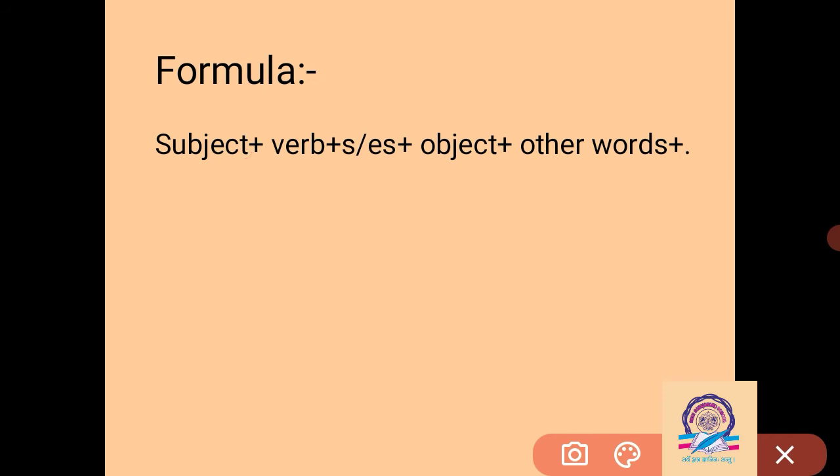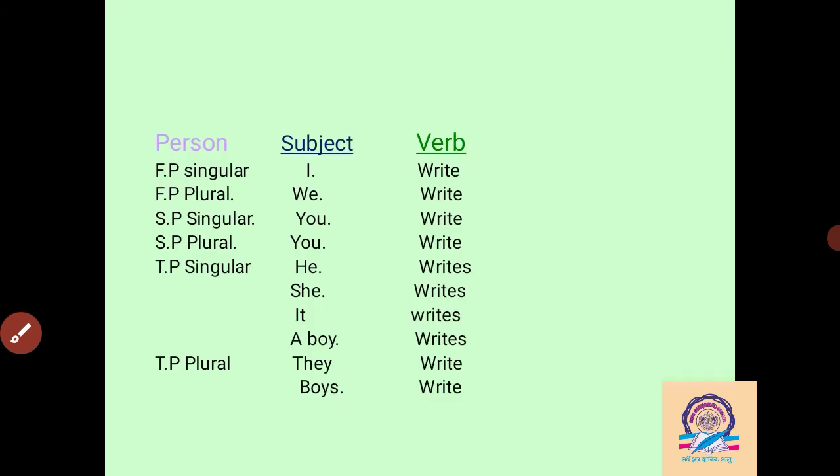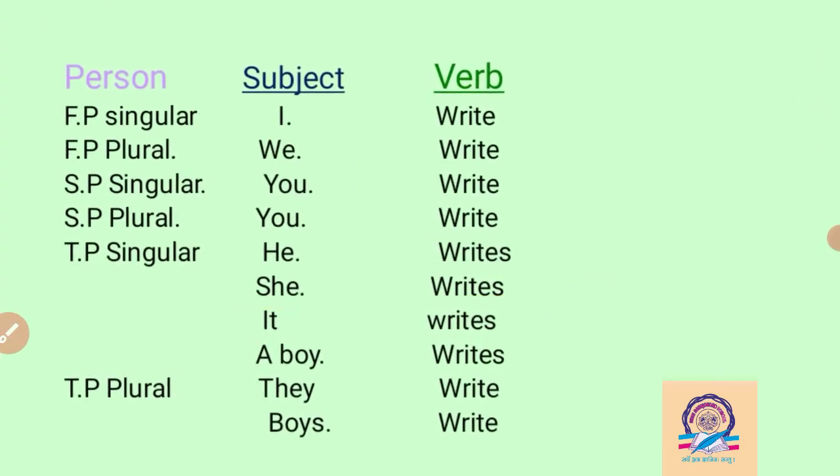But if the subject is he, she, it, or one singular noun, then we have to apply s or es after the main verb, then the object, other words, and then a full stop at the end of the sentence. Then a table is given here.